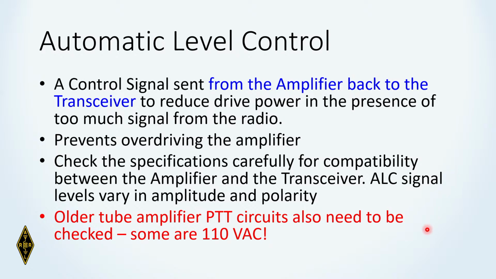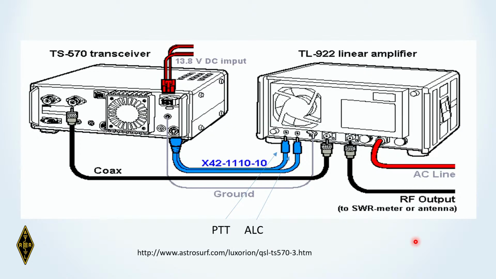Even some of the linear amplifiers' push-to-talk circuits, some of them were 110 volt AC, which a lot of modern radios can't handle. So you've got to be careful. But for example, here's a Kenwood pair, a TS570 transceiver and a TL922 tube-type linear amplifier. In this cable here, it had both the PTT connection and the ALC connection.